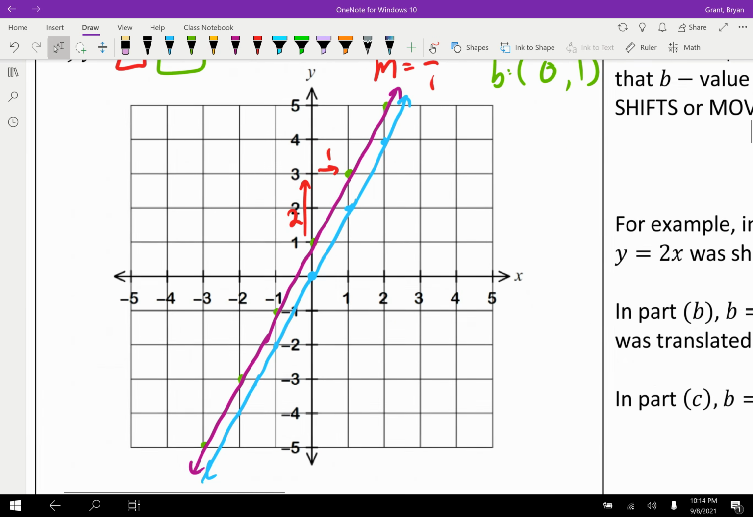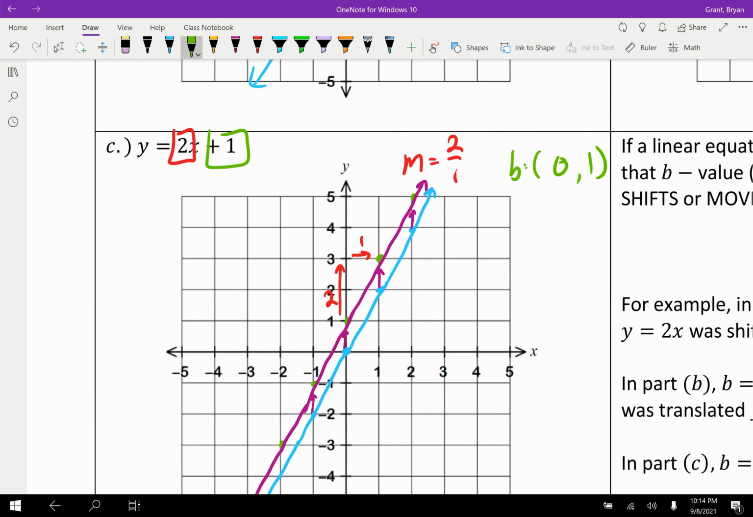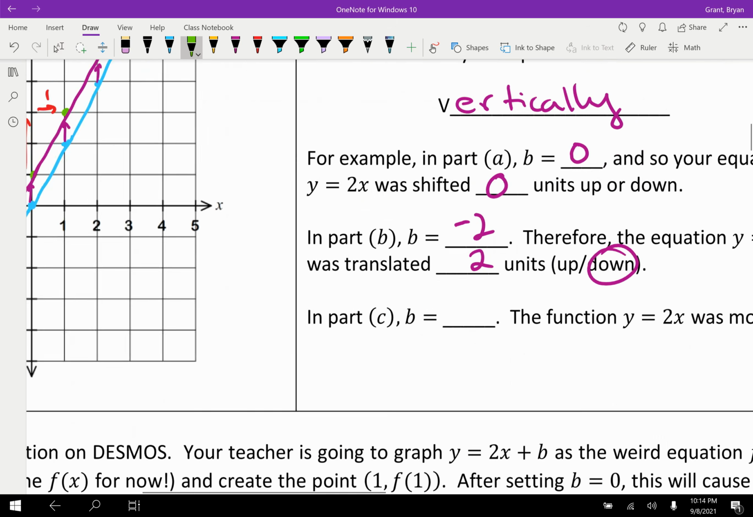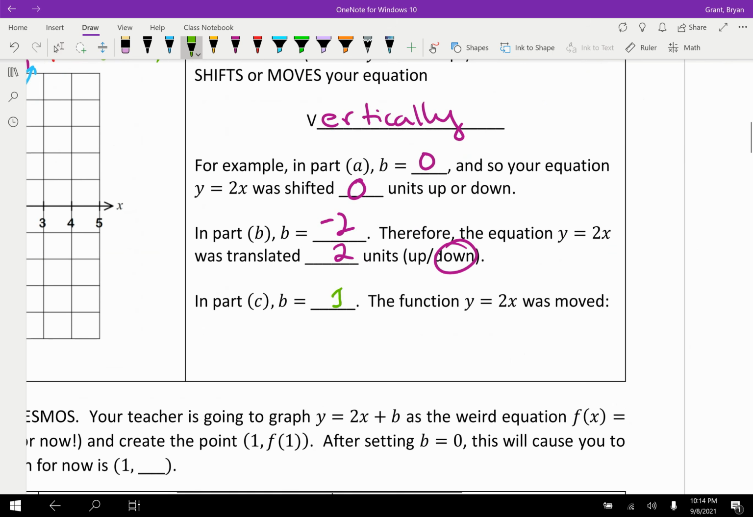And you compare the blue graph to the purple one. It takes every point on the blue graph and pulls it up. It looks like just up by 1 unit. And it shouldn't surprise you then that the b value is 1, which means that the function y equals 2x was moved up 1 unit.